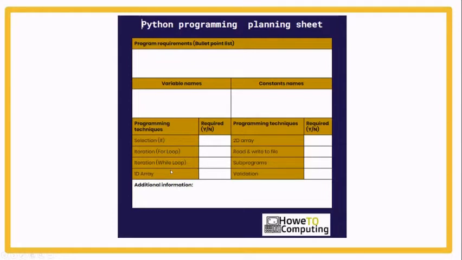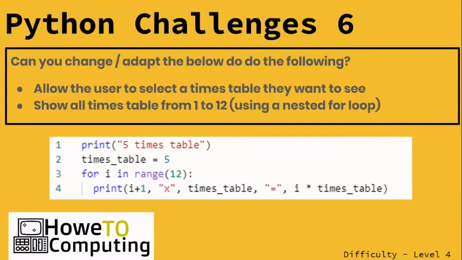So have a think about this planning sheet so you're really clear on some of the challenges. So can you change and adapt this code? This code currently shows the times table for 5. So the 5 times table, it does 1 to 12 for the 5 times table. What you need to do is use a nested for loop to try and do all times tables, so times tables 1 to 12. So you can just try and adapt this and see what you can come up with.